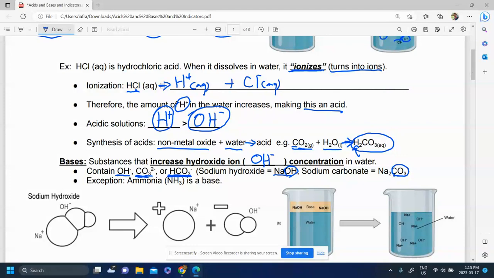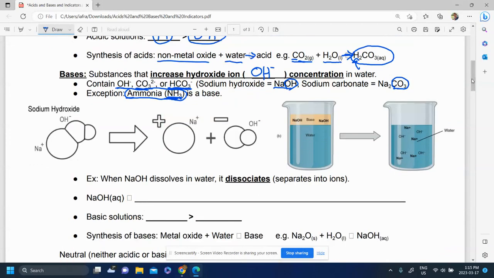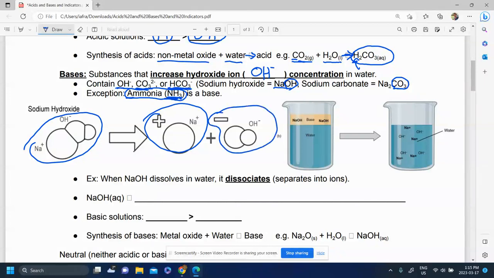One more compound you should memorize as being considered basic is ammonia, NH3. It does not look like it should be basic, but it is, and I'll show you why in just a bit, but ammonia is considered basic. So here we can see a base, NaOH. When you put it in water, it separates into the Na+ and the OH- ions. And so this is what makes it basic. So you can see here we have NaOH, put it in water, it separates into Na+, but also the OH-, which is what makes that solution basic.